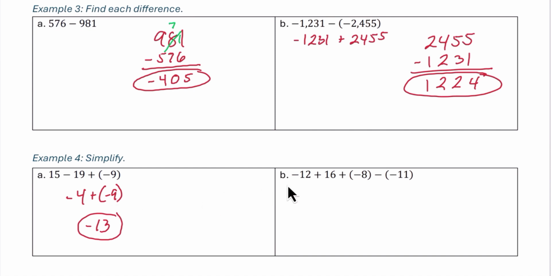Again, here we have multiple steps. Negative 12 plus 16 is 4. We'll copy the rest. 4 plus negative 8, that becomes negative 4. Notice here we have a double negative. We can make that addition. Negative 4 plus 11. Negative 4 plus 11 is 7.